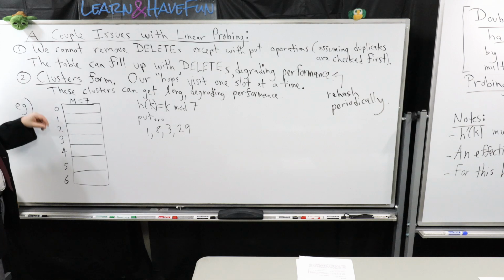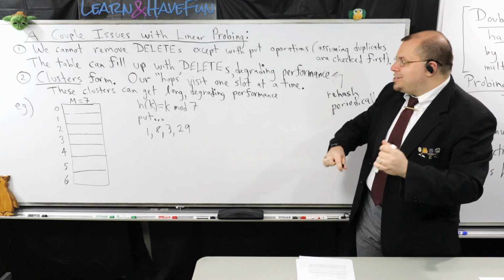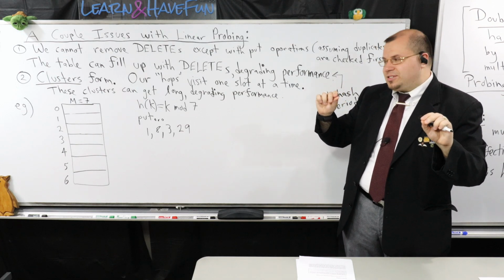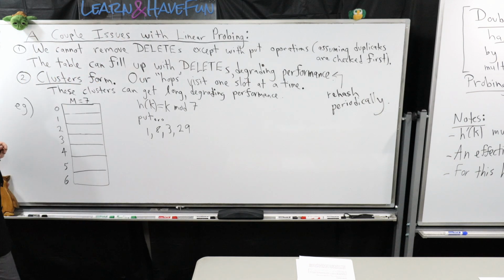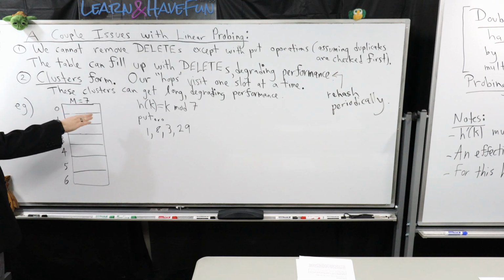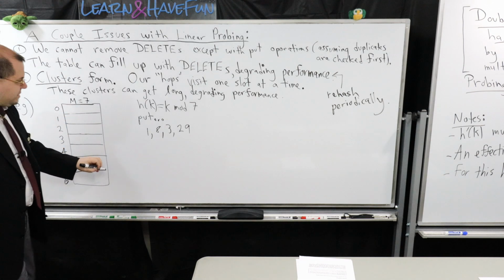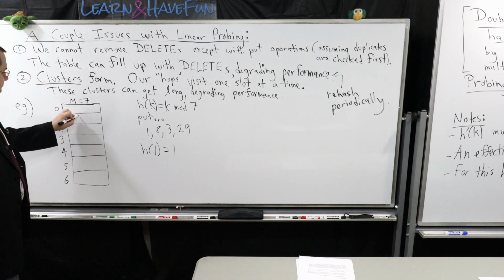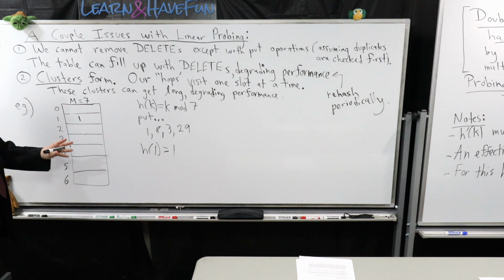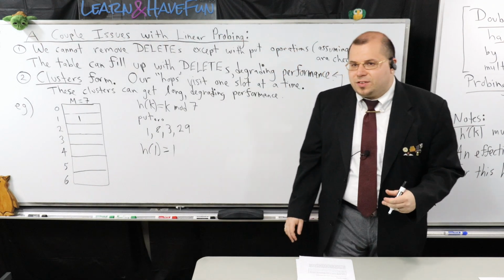The other issue is what I alluded to last day. In fact, we've seen it in one of our examples, is this issue that it forms this thing we're going to call a cluster. So suppose I give you this example here. Say I have a table with 7 slots in it, and say my hash function is k mod 7. I'm going to put in 1, 8, 3, and 29. So if I do this, h of 1 is just 1, right? So it's going to go right here. I'm just going to ignore the fact that there might be a data attribute here. I'm just going to look at the keys just for the sake of time for us.